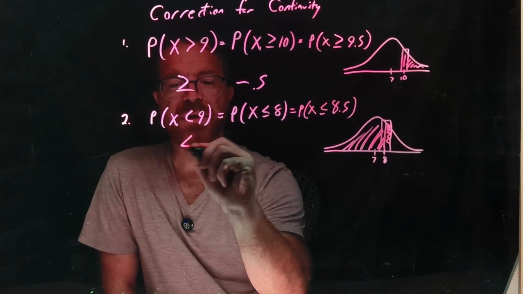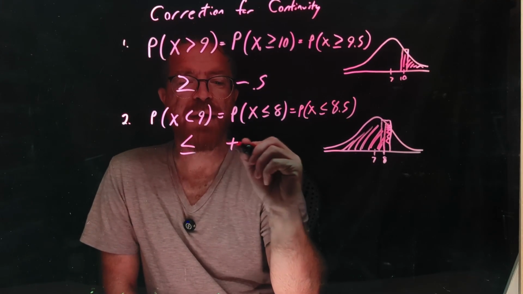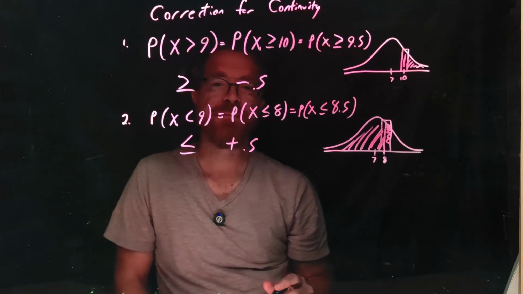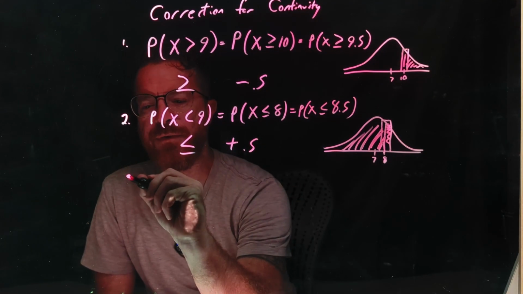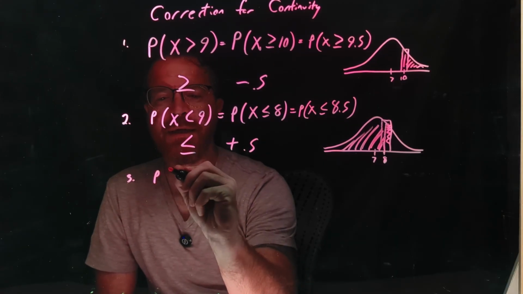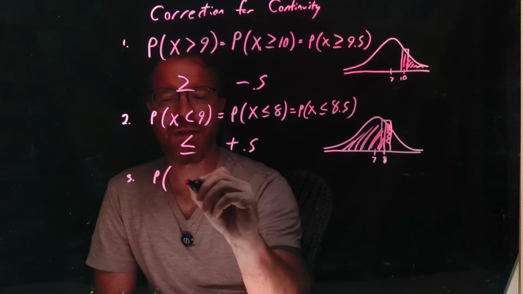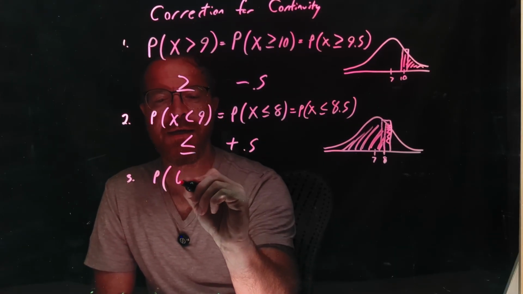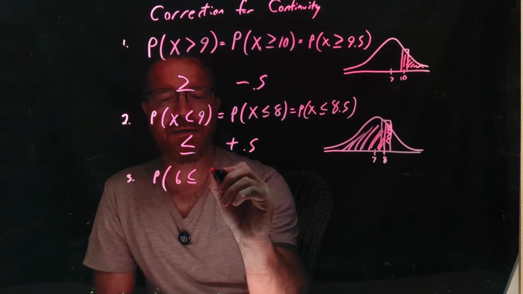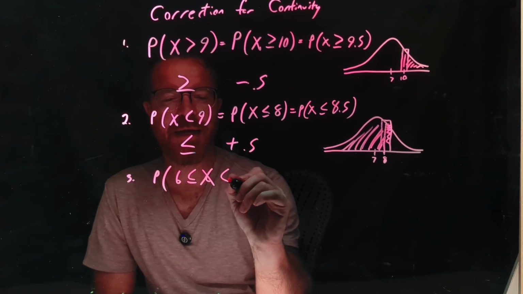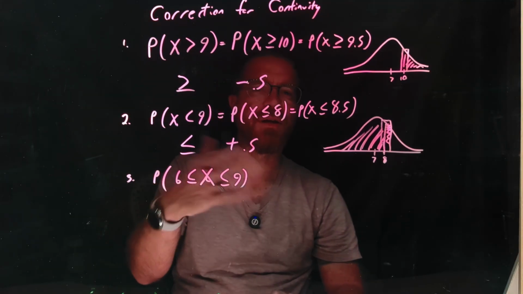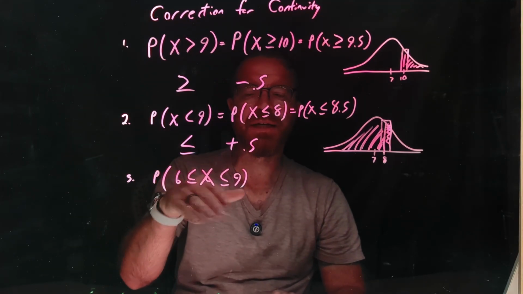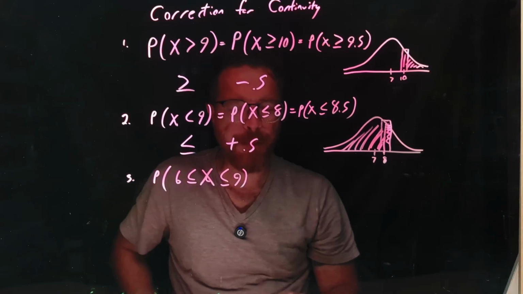So if you have less than or equal to, you need to add 0.5. The third case is what if we have the probability of x between two values. Let's say that x is between 6 and 9. Now I've already put it in terms of or equal to, but if it wasn't, you would just do the same steps you do to get it into an or equal to statement.